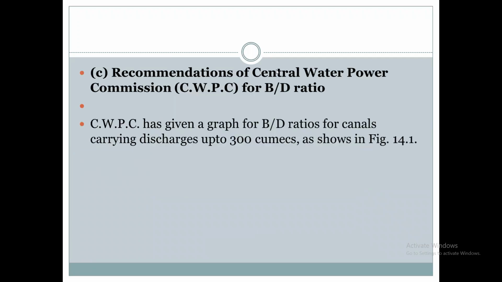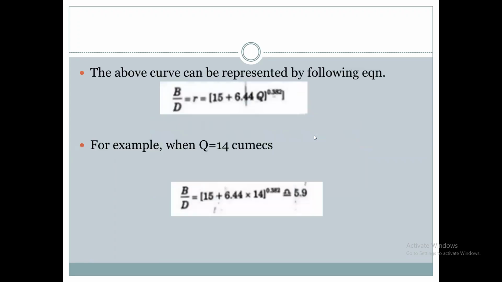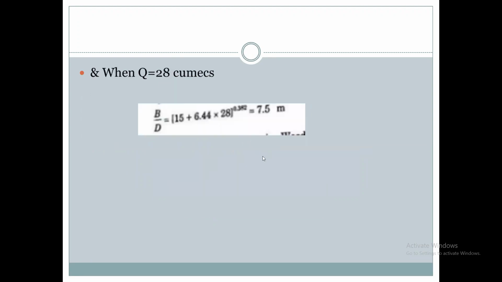And CWPC recommendations I have given for B by D ratios. From this graph, you can calculate this B by D ratio for the given discharge. This is the Kennedy's theory.